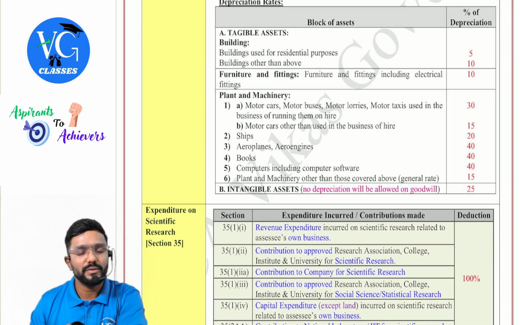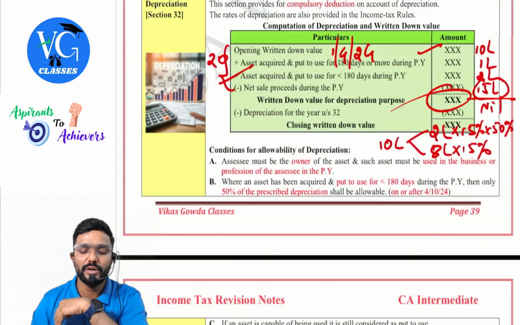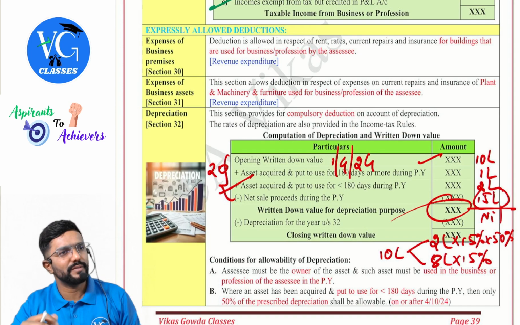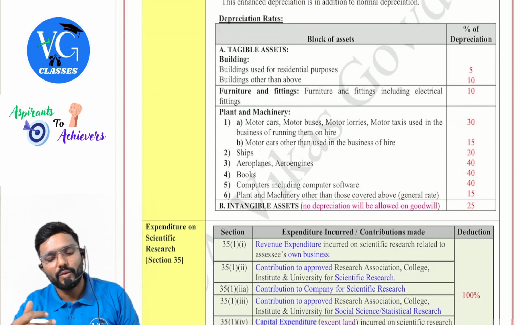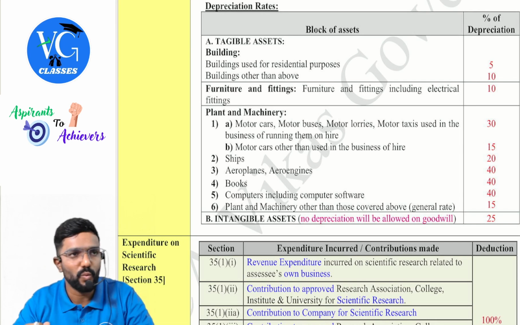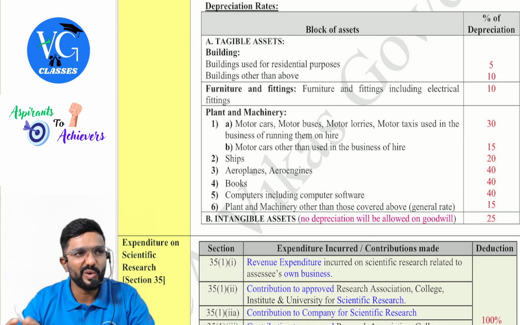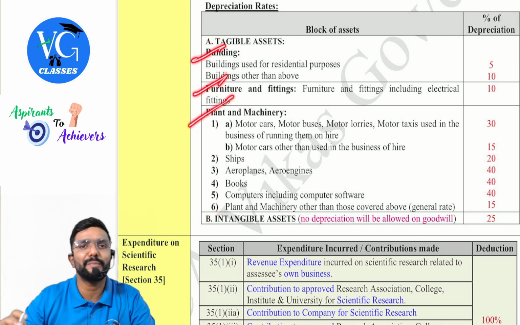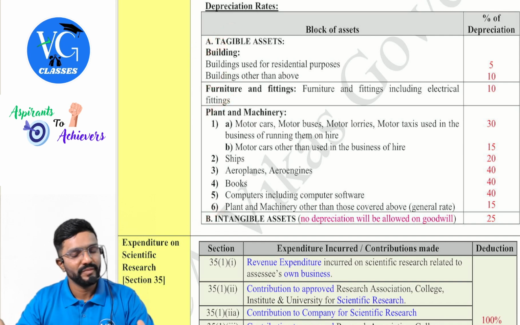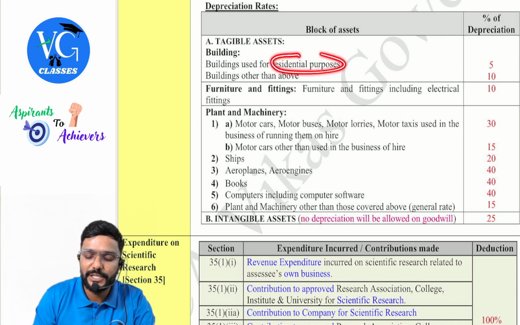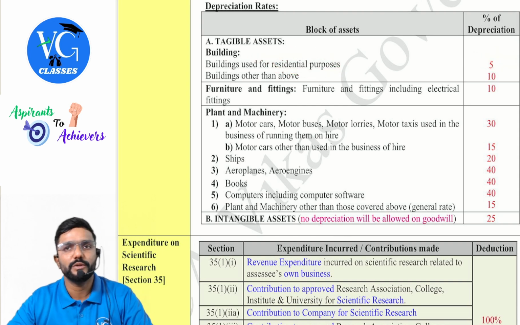Now, sir, what is the depreciation rate? You told depreciation rate is as per the income tax rules, under the WDV method. What are those rates? It is given in income tax rules. One by one. There are mainly two categories of assets, guys: tangible and intangible. Under tangible, building, furniture, and plant and machinery subcategory. So, under tangible, building. If building is used for residential purpose, 5% depreciation.